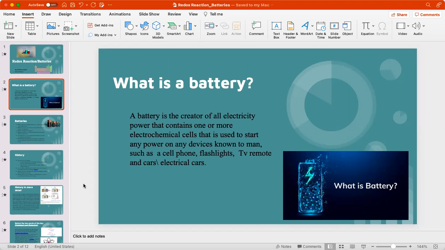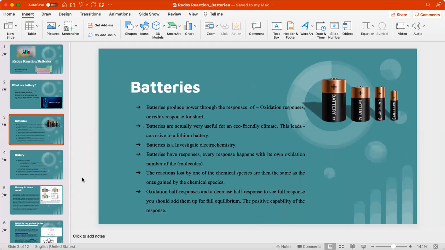A battery is a creator of electrical power that contains one or more electrochemical cells, used to power devices like cell phones, flashlights, TV remotes, cars, and so on. Batteries produce power through oxidation reactions, or redox reactions for short.